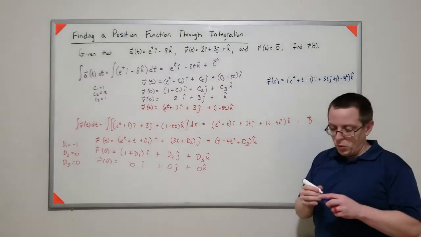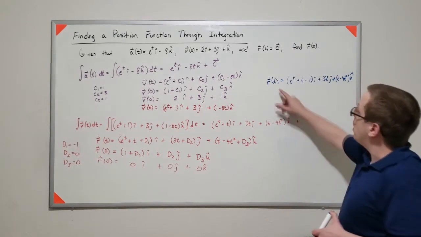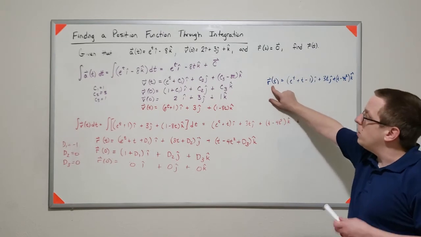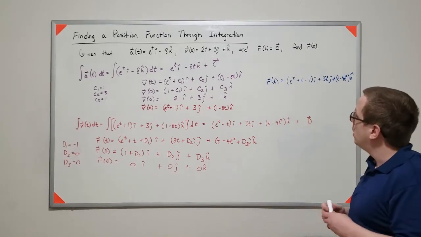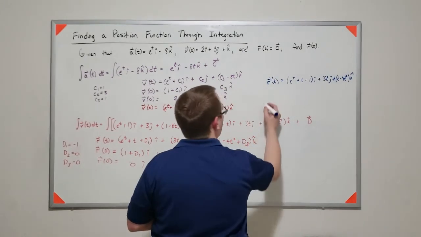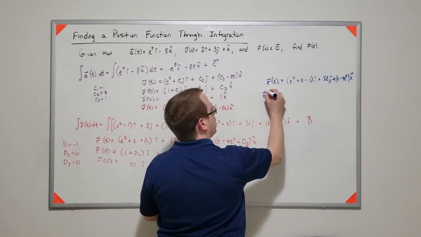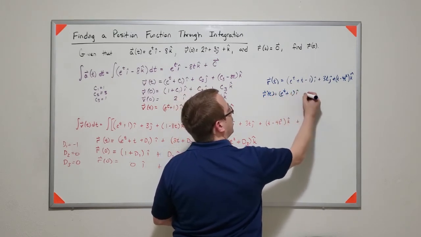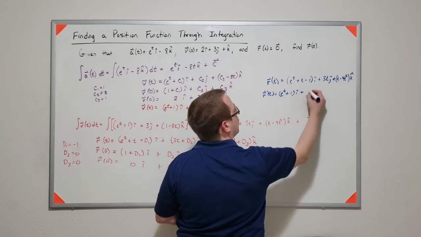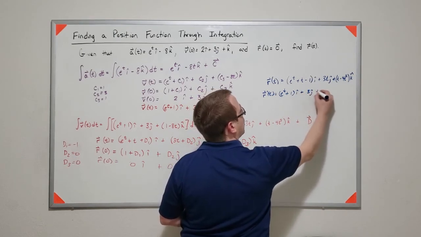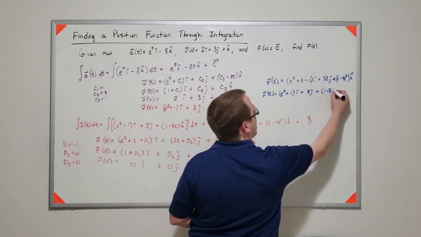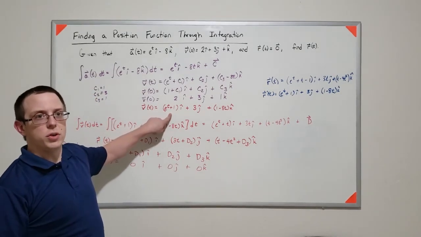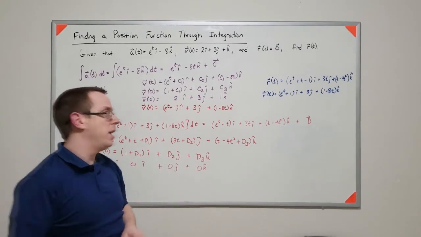So let's see if our intuition matches our values. Now, one thing we probably should do is ask, is that position function reasonable? Well, if I take r prime of t, I get e to the t plus 1 I plus 3j plus 1 minus 8t k. So it looks like I got the velocity function that I expected, so I feel pretty good about that.